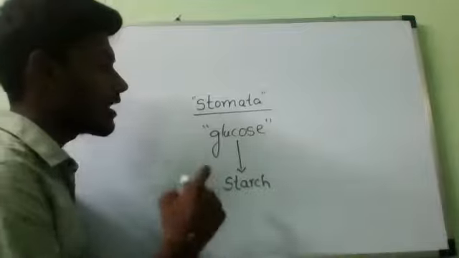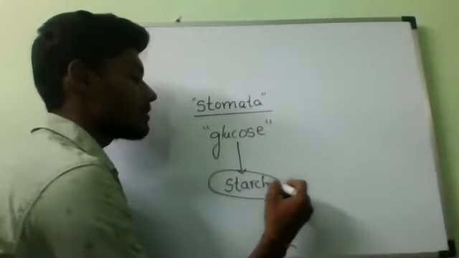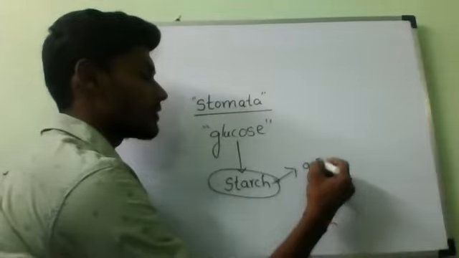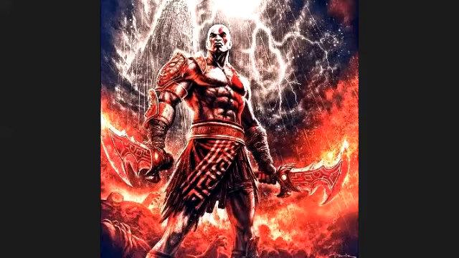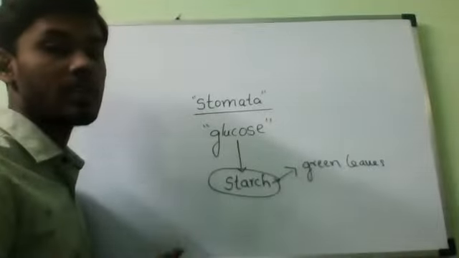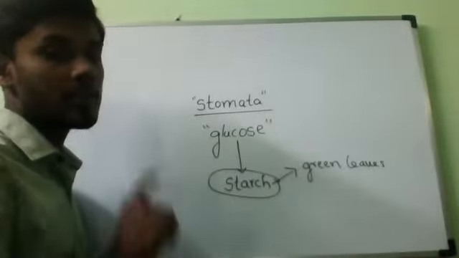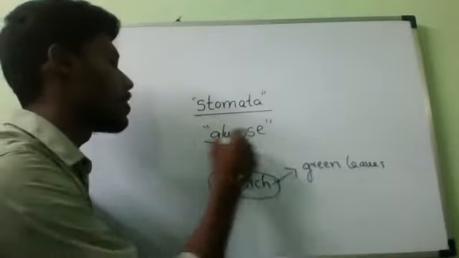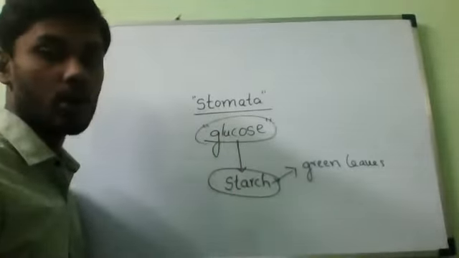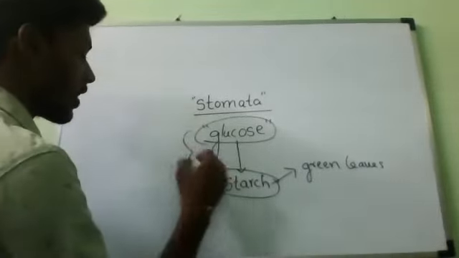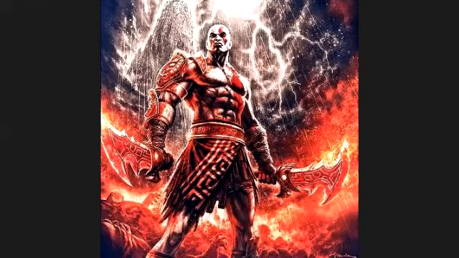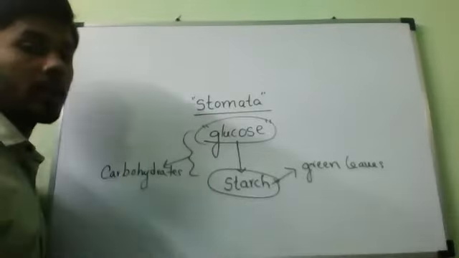Where is this starch stored? The starch is stored in the leaves of the plant. Both starch and glucose, simple sugars and complex sugars, belong to the category of food which we call carbohydrates. This is what we have studied, carbohydrates.